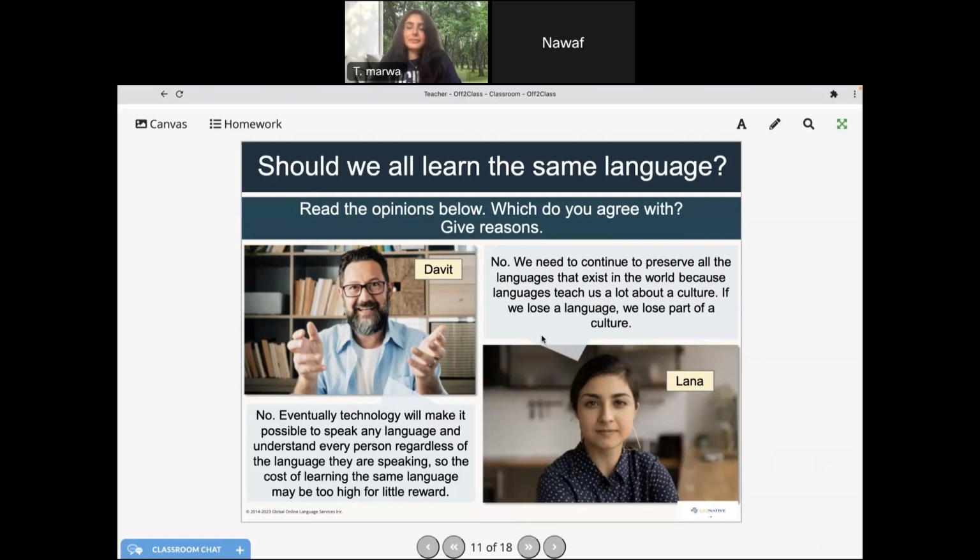No, we need to continue to preserve all the languages that exist in the world because languages teach us a lot about a culture. If we lose a language, we lose part of a culture. Why is she making it a big deal? What do you think?